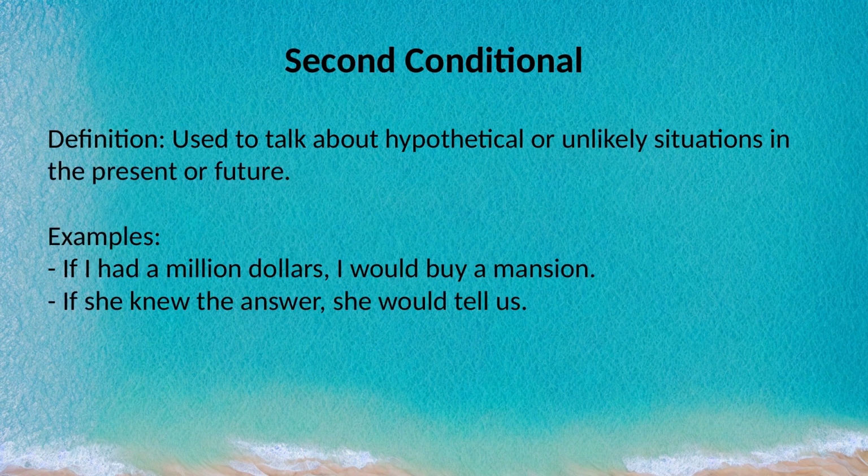Moving on to the second conditional, which is used to talk about hypothetical or unlikely situations in the present or future. For example, if I had $1 million, I would buy a mansion. If she knew the answer, she would tell us. These sentences describe situations that are not real or very unlikely to happen.